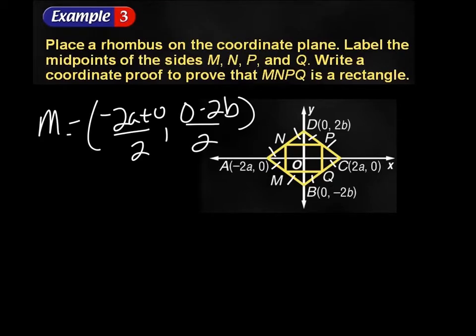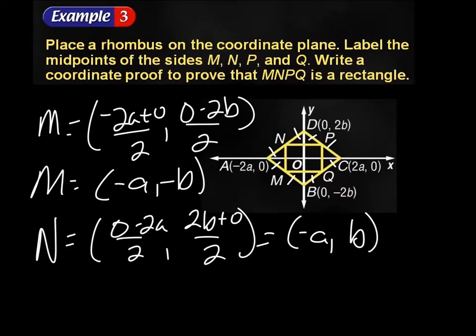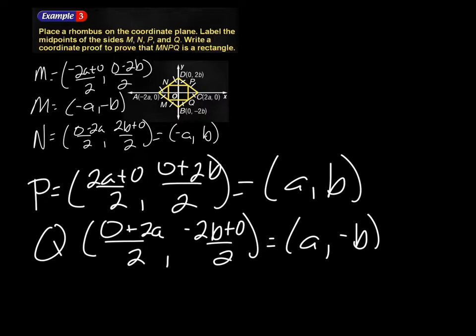To find the midpoints, we average the x part of our coordinates, so negative 2a plus 0 divided by 2, and average the y part, so 0 plus negative 2b divided by 2. And we continue finding the midpoints all the way around. For N, average the x's, so 0 plus negative 2a divided by 2 is negative a, and average the y's, 2b plus 0 divided by 2 is b. We follow the same process for P and Q.